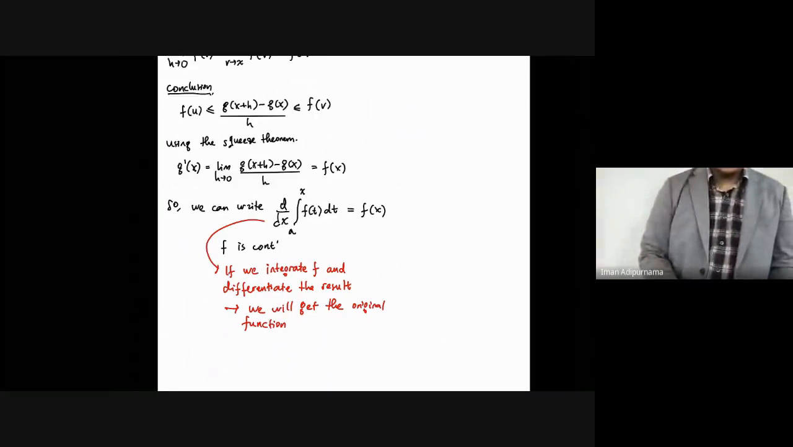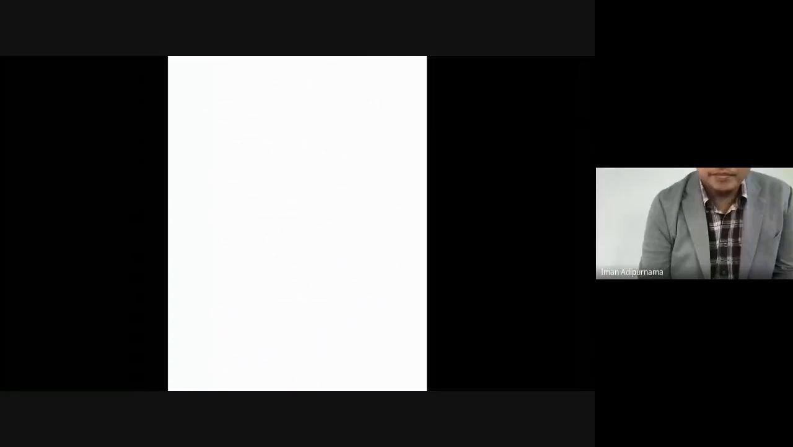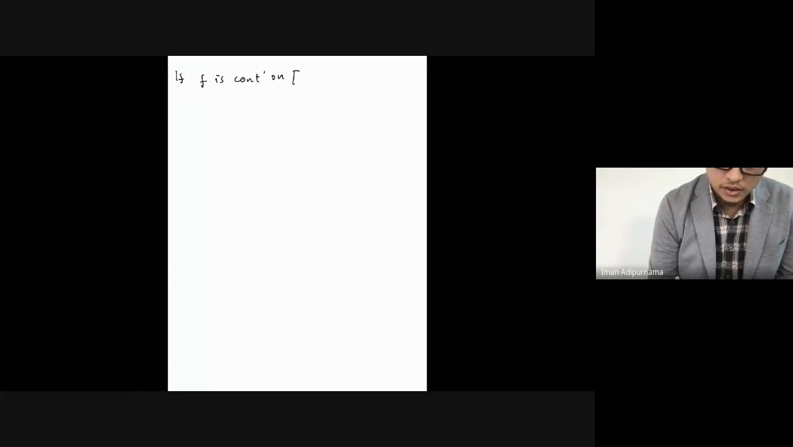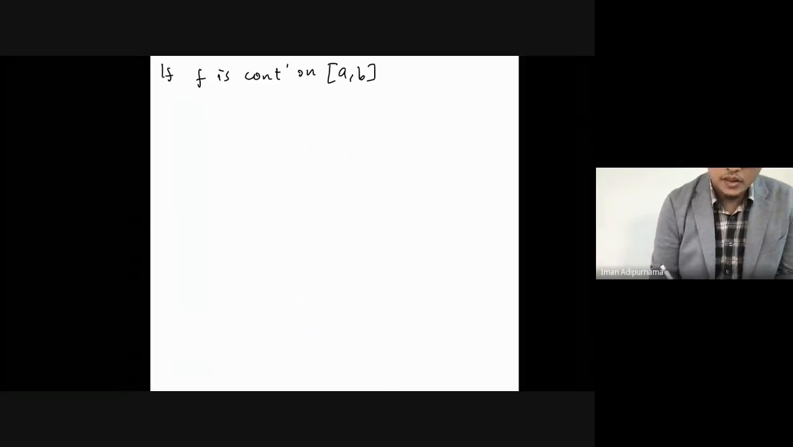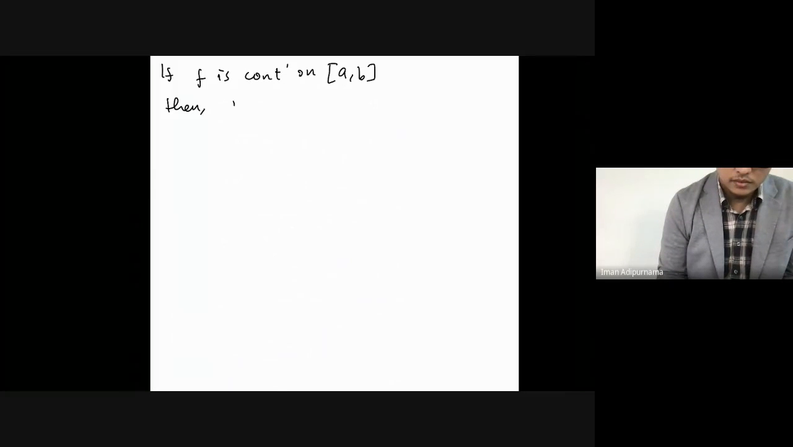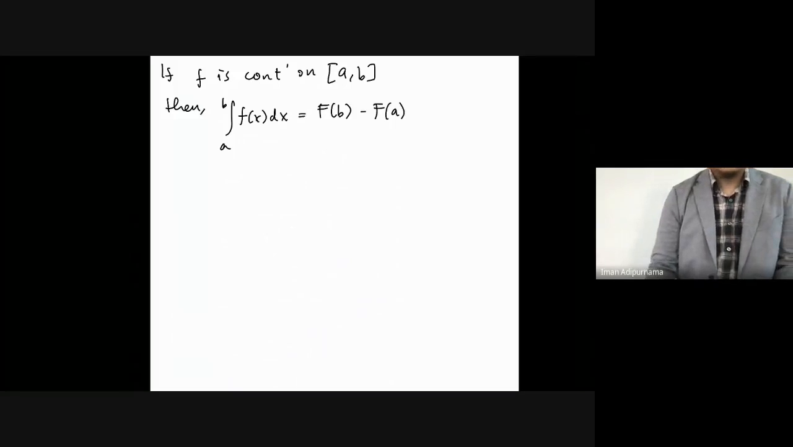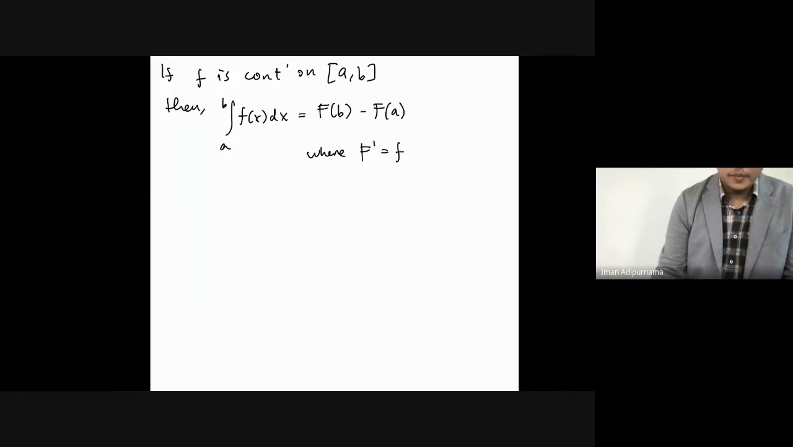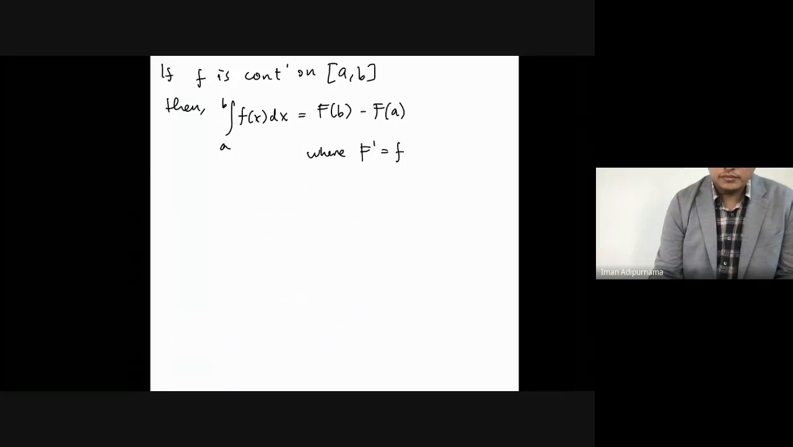Another proof for the fundamental theorem is this: if f is continuous on interval [a, b], then the integral of f from a to b equals F(b) minus F(a), where F prime is f. Proof.